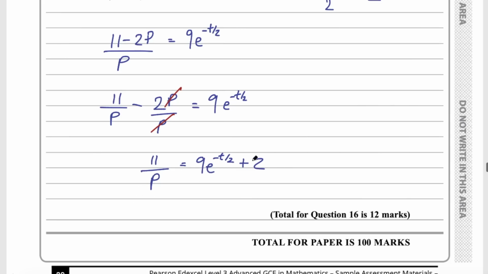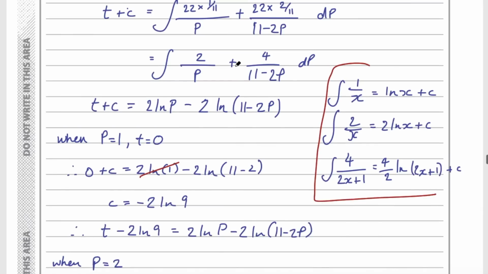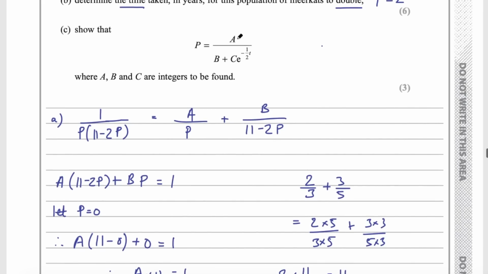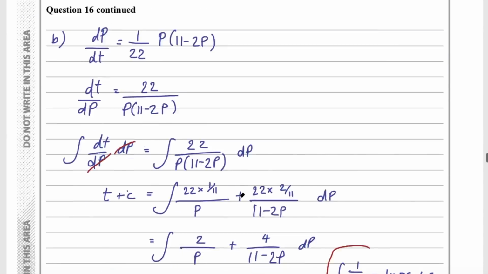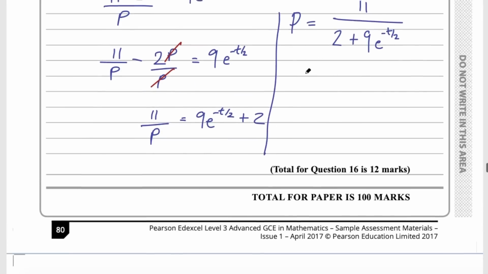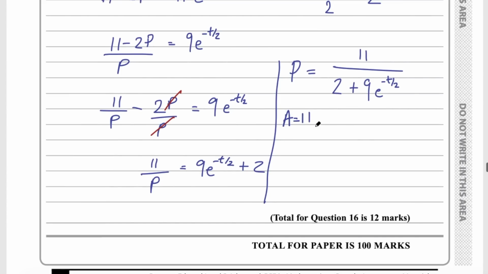So this p multiplied over the right hand side, divide by all of this on the left hand side. So once we flip those around, we'll be left with p equal to 11 divided by 2 plus 9e to the minus t on 2. All right, now let's go back to the question again. They wanted it in the form a over b plus c multiplied by e to the minus half t. So minus t on 2 is the same as minus a half t. And that looks good. So therefore in my final solution, a equals 11, b equals 2, and c equals 9.